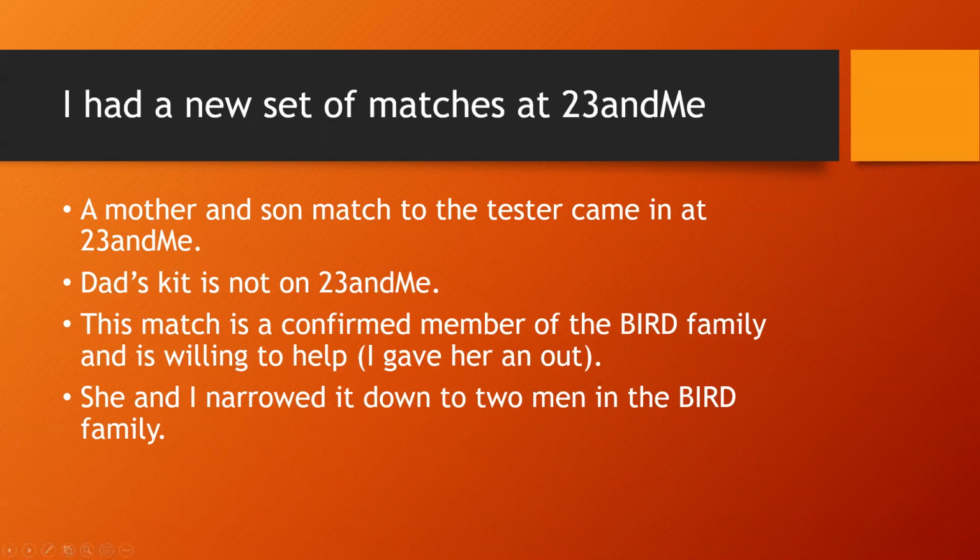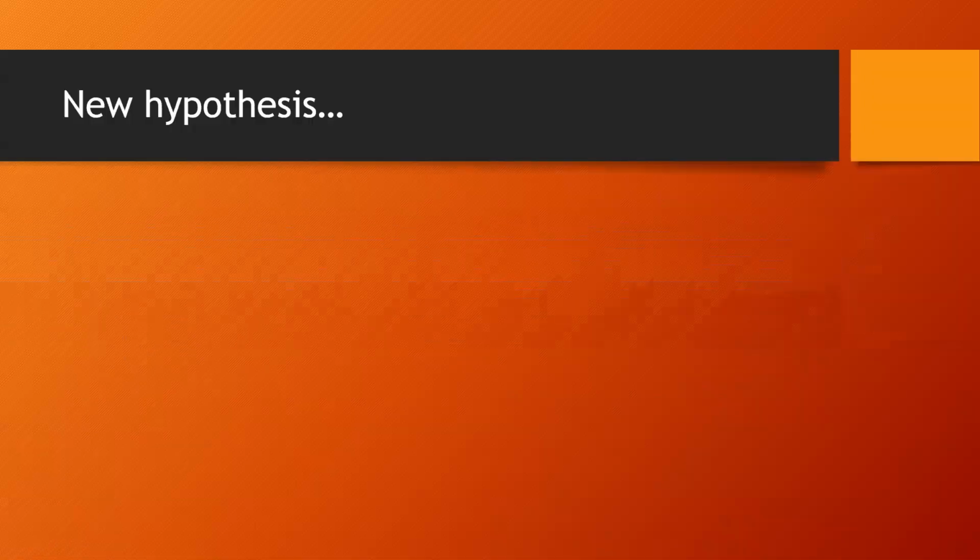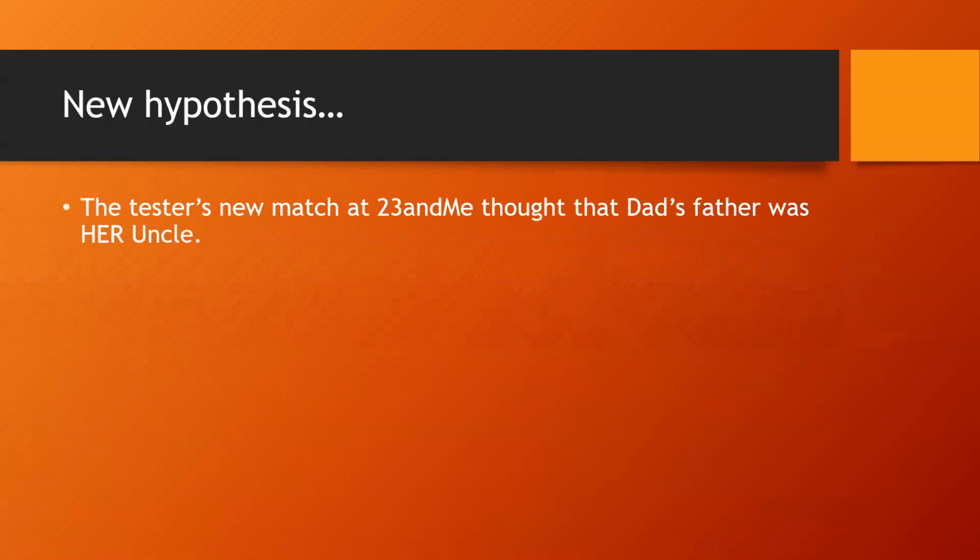And in talking to her and working with her, we narrowed it down to 2 men in the Bird family who are related to this cousin M. So these are the new hypotheses that we came up with. The tester's new match at 23andMe thought that dad's father was her uncle.